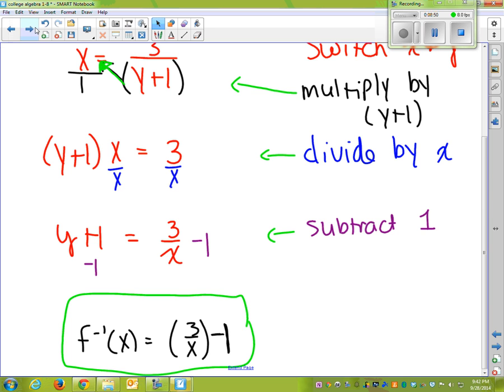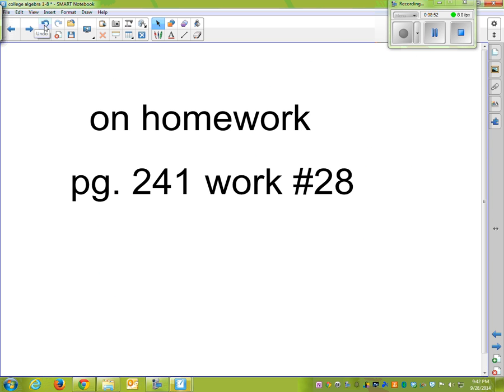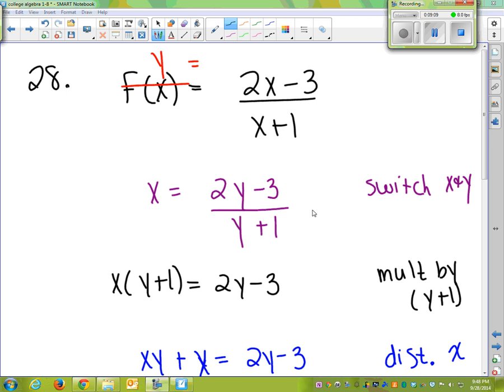All right, I have one more for you to try. Put this one on your homework page, page 241, and work through number 28. Go ahead and push pause as you do the work, and then check with your group and resume play to check your answer. All right, let's see how you did. This was a pretty tough one.